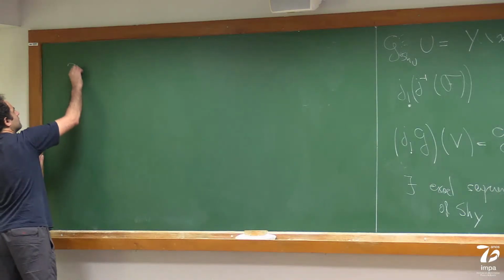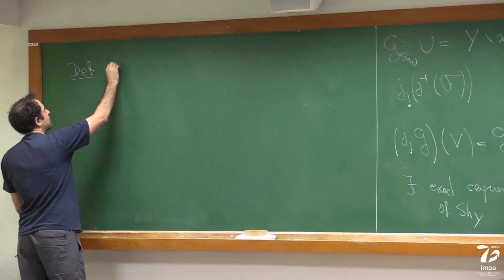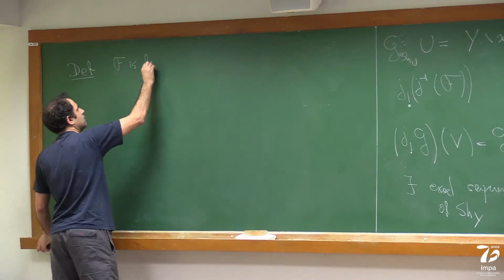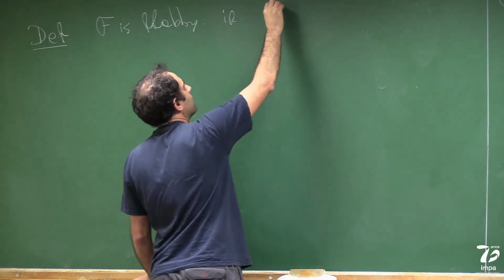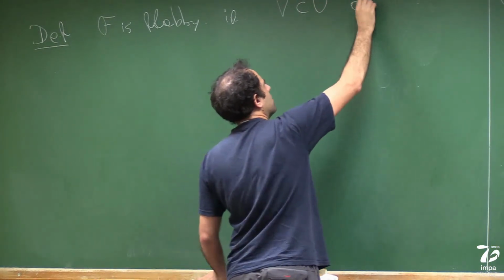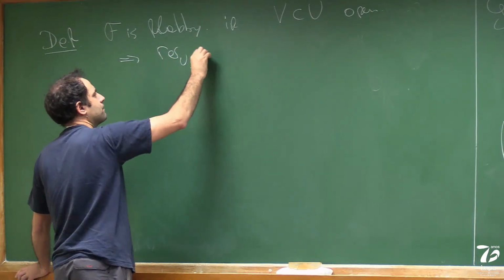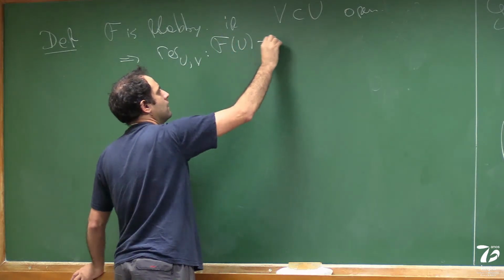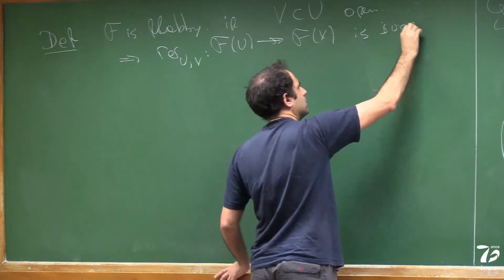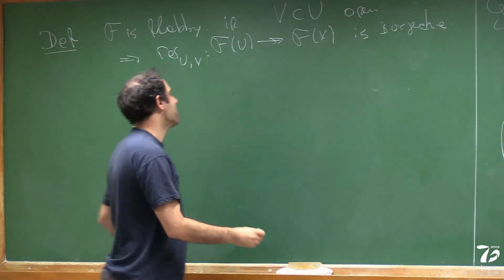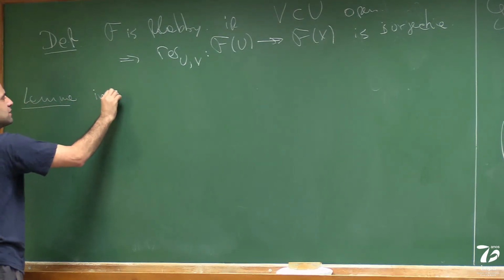So let me give you a definition of a slightly better class of sheaves. A sheaf is flabby if restrictions are surjective. That is, U open containing V implies that the restriction map from F of U to F of V is surjective. And lemma: injective sheaves are flabby.